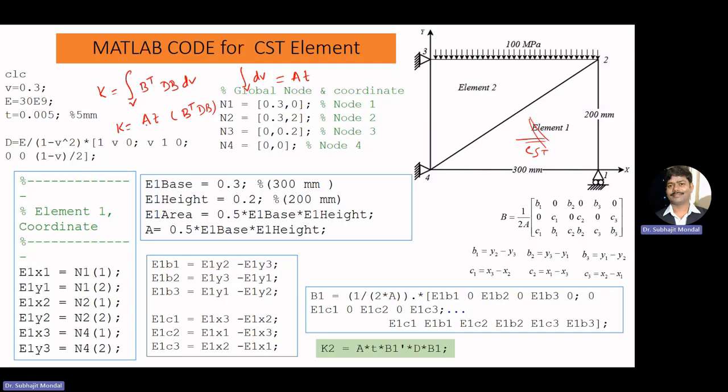Similarly, we also can do it for element 2. Now here you just see we need to calculate the D matrix, we need to calculate the B, we also need to calculate the area. Then we can basically calculate the K matrix for element 1 and element 2.